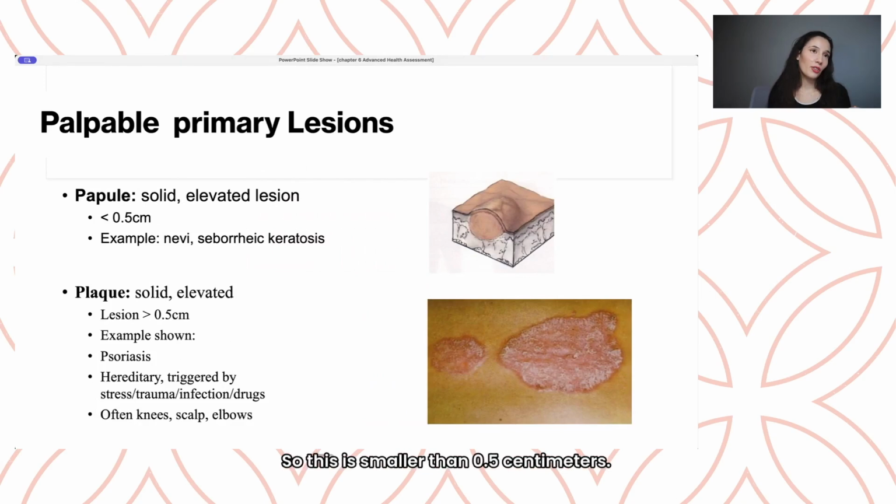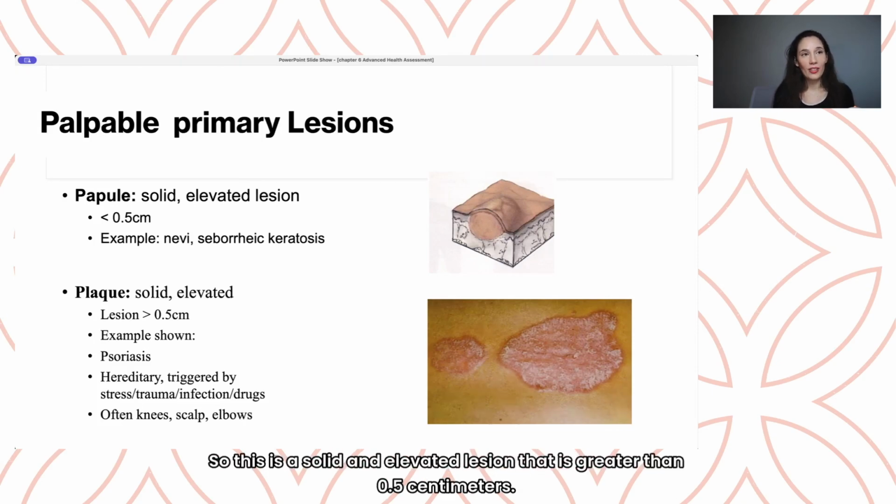Then we can have a papule. This is smaller than 0.5 centimeters. It is a solid elevated lesion. An example could be seborrheic keratosis or nevi. Then we can have a plaque. This is a solid and elevated lesion that is greater than 0.5 centimeters.